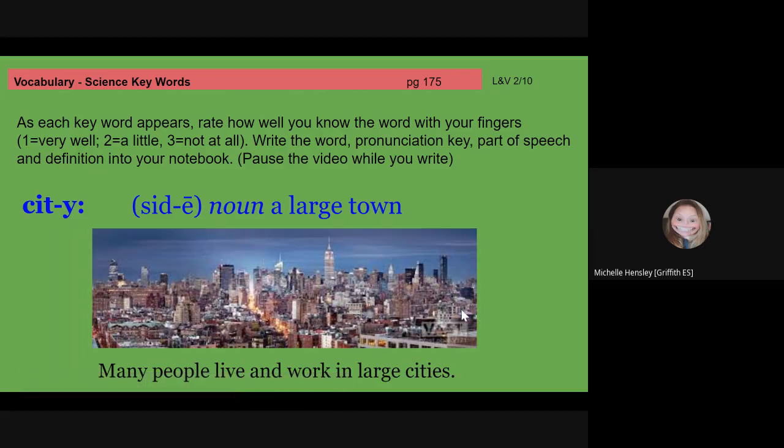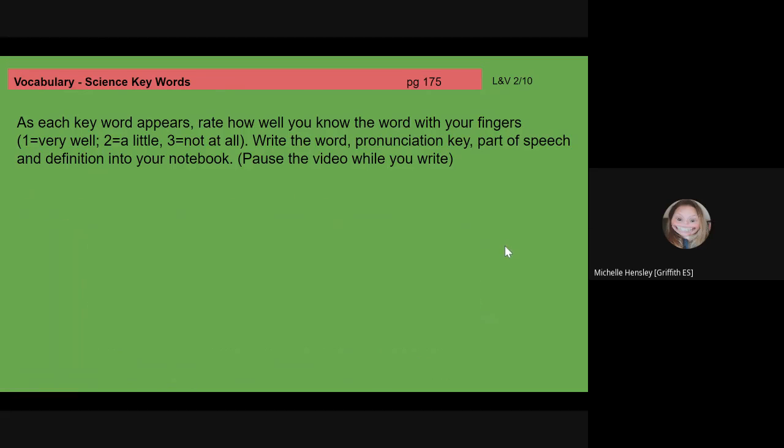That's your very first vocabulary word for this week. If you need more time to write it down, go ahead and press pause and then hit play when you are ready to move on. We're going to move on to our second word. And our second word for today, desert.